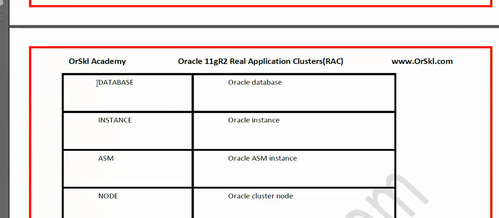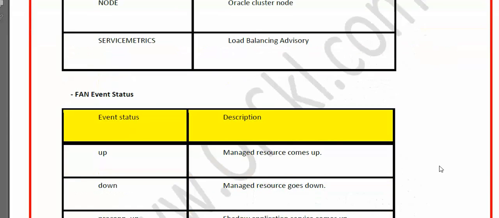Any events on top of your database, availability or unavailability, your FAN will take care of it. And also the instance, not completely the database. If one of the nodes, node 1 or node 2, goes down, definitely your ONS will notify the ONS of the application server. And also anything that changes with respect to ASM, changes with respect to the node, that is the operating system, and also service metrics.